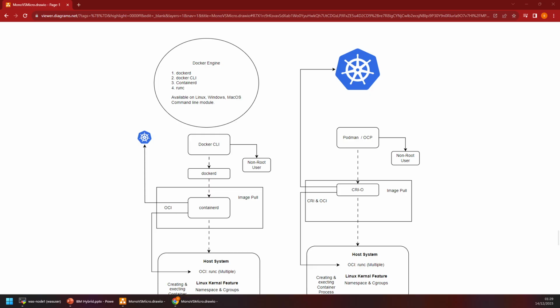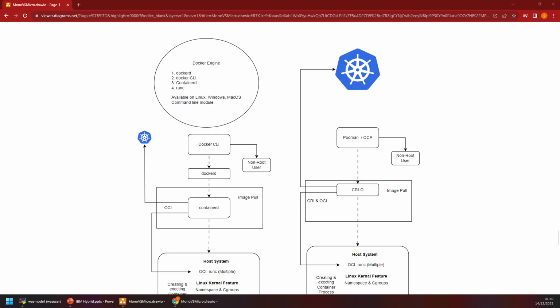It is also flexible. You have the option of using any other OCI runtime instead of runc, so that option is always available for you. And it is also extendable. Containerd has an extendable architecture, allowing you to add custom plugins and extensions to meet specific requirements.